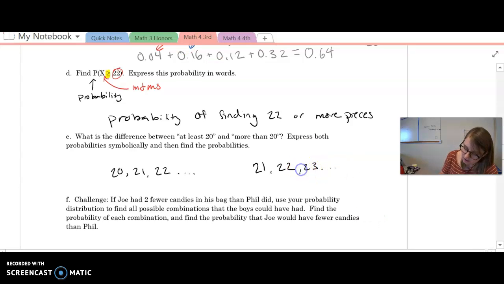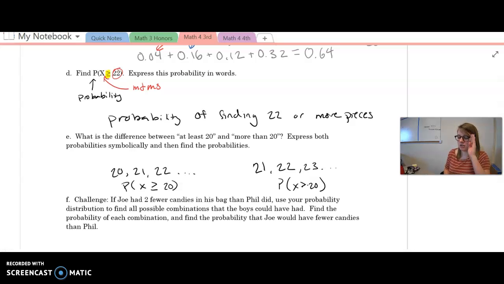Okay? So let's express these symbolically. We have the probability of x for both, and we're going to have 20 in each of them. The only difference, and I want you to pay attention, the only difference is the equal to sign. Alright? So make sure you are really understanding those terms.